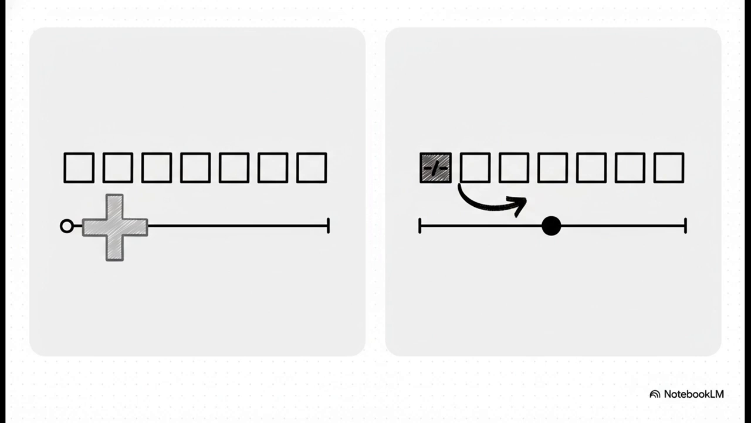But then you have signed numbers. To make those work, we have to sacrifice one of our bits, the very first one on the left, to act as a sign bit. If that bit is a 0, the number's positive. If it's a 1, the number's negative.